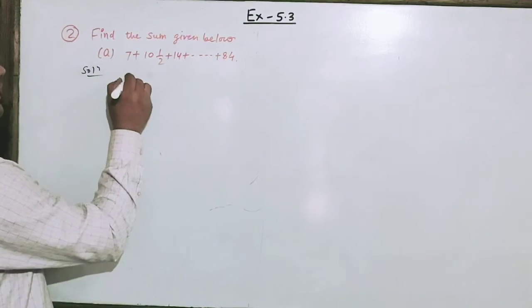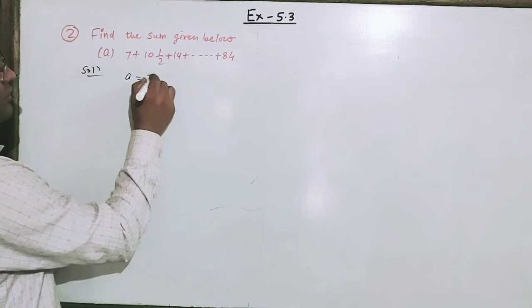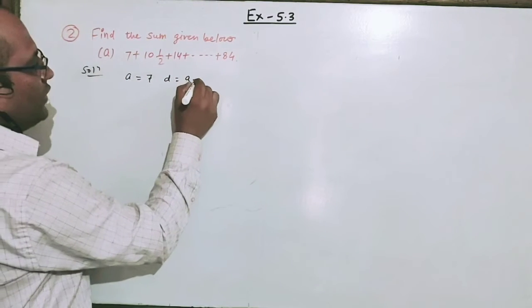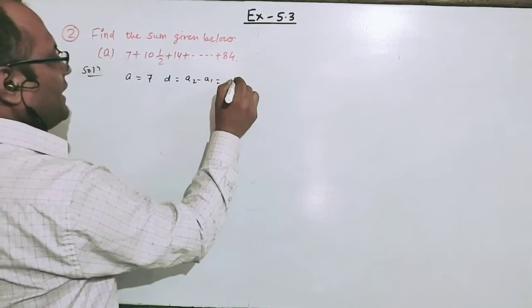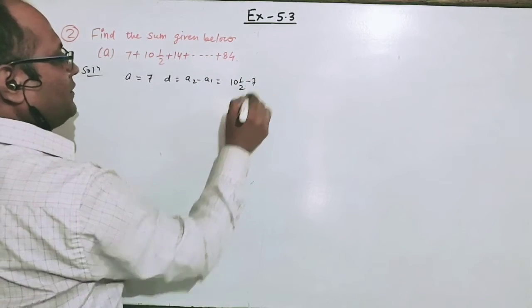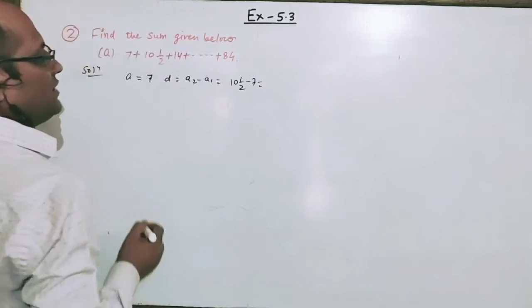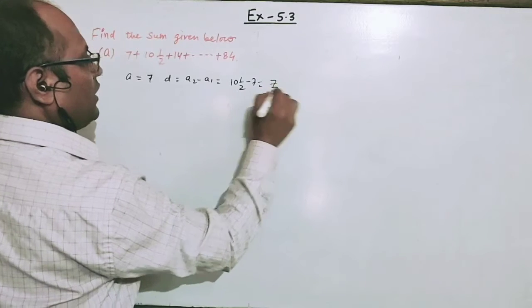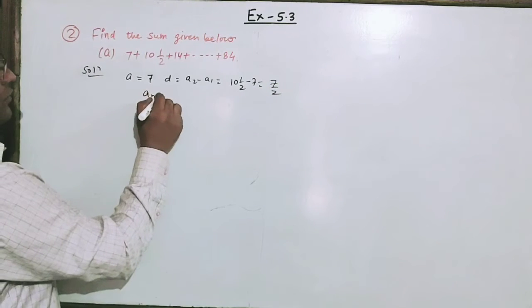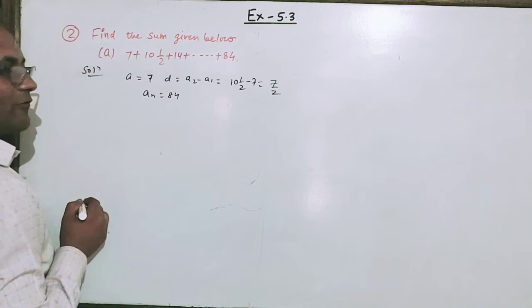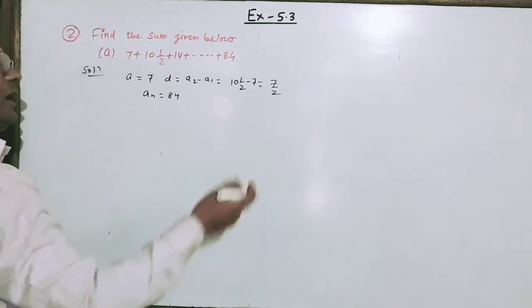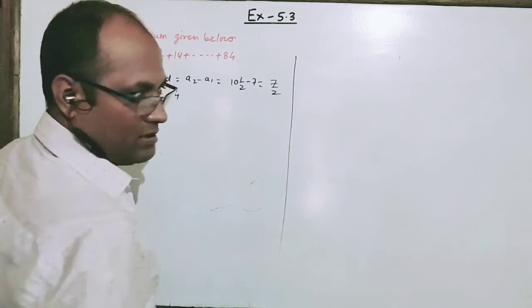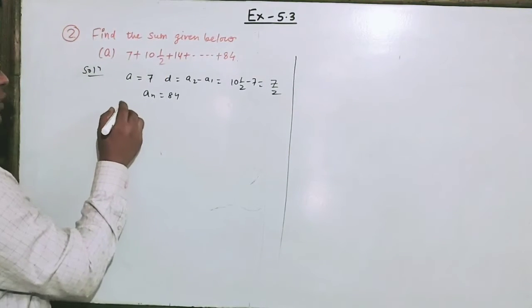How do you find it? You have to write a equals 7, and b equals a2 minus a1, that is 10 and a half minus 7, which is 3 and a half, that is 7 by 2. And an equals 34. First of all you have to find n, because for finding the sum of n terms, n is required. So you have to find n first.